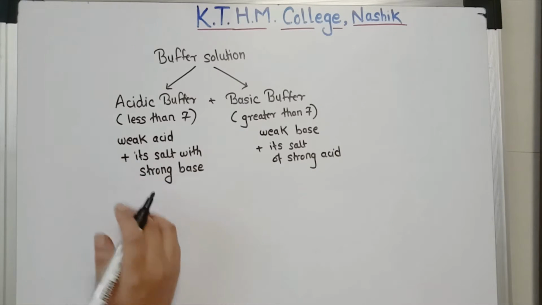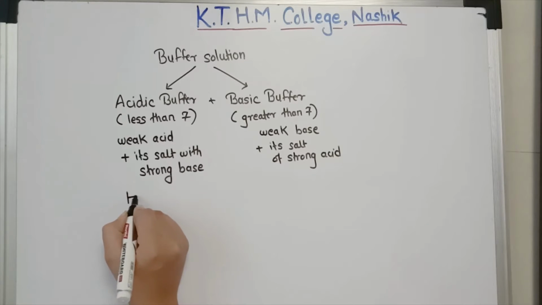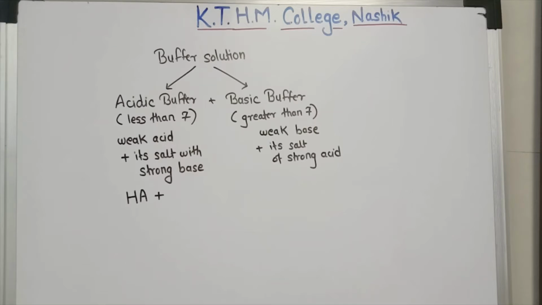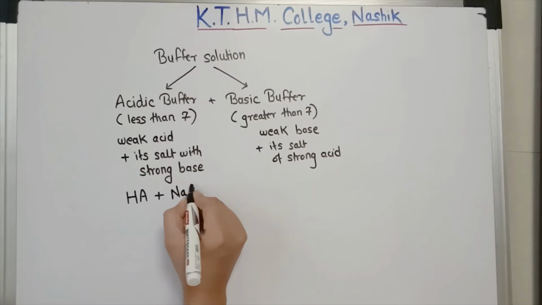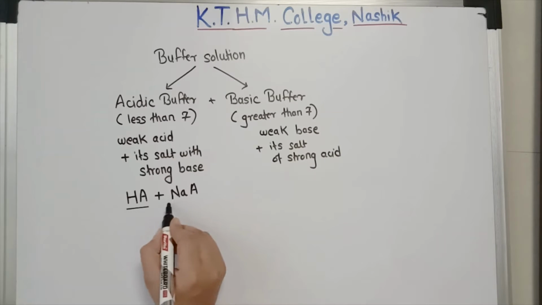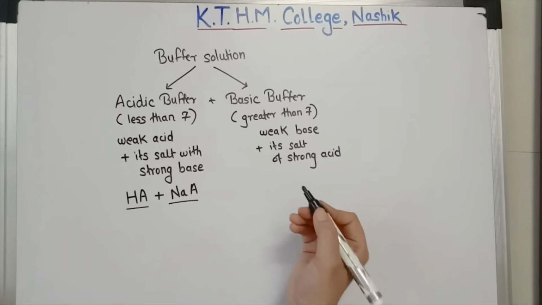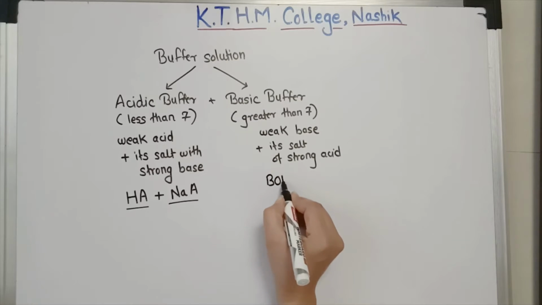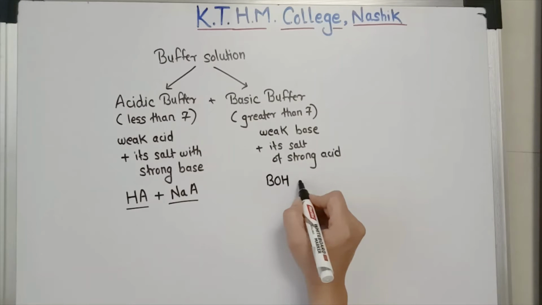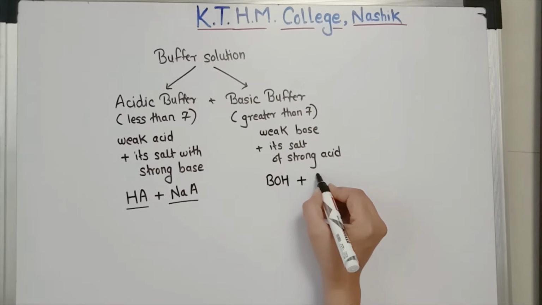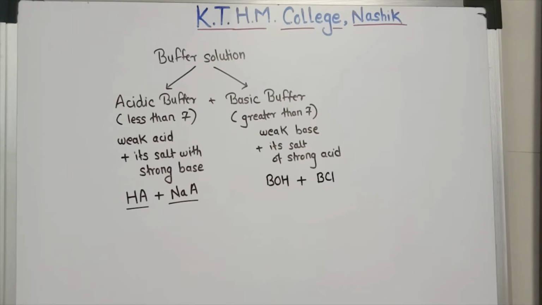So if we consider any acid which gives H plus ion, and A is an anion, okay, plus its salt with the strong base. So here, for example, we will take a strong base as NaOH and this anion is common. So this is made by mixing weak acid with its salt of strong base. Similarly for this, if this is prepared as BOH, which is a weak base, plus its salt of strong acid, that means BCl. Okay, for example, we consider that HCl is a strong acid, that's why we will take this common.